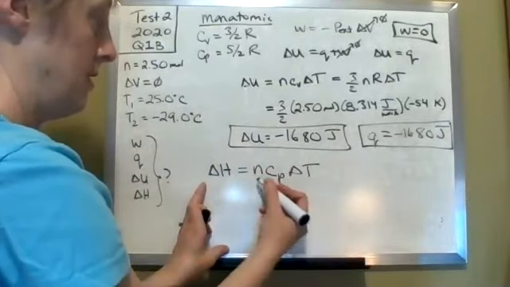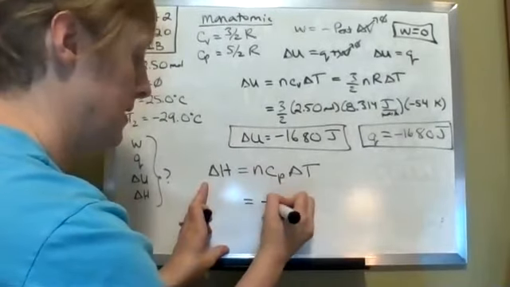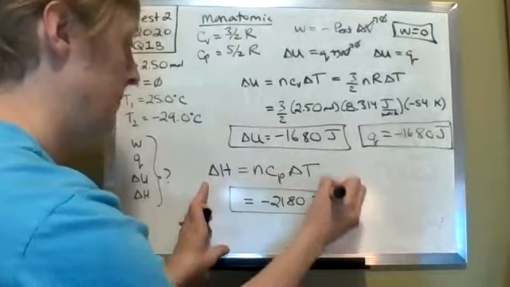You know CP, you know n, you know delta T. So you should get a value here of minus 2180 joules.